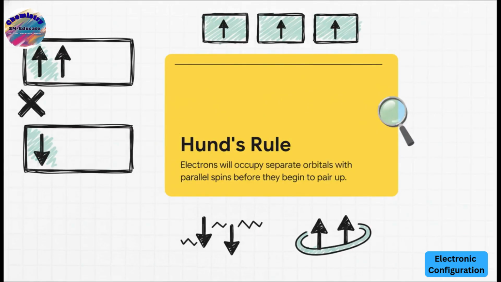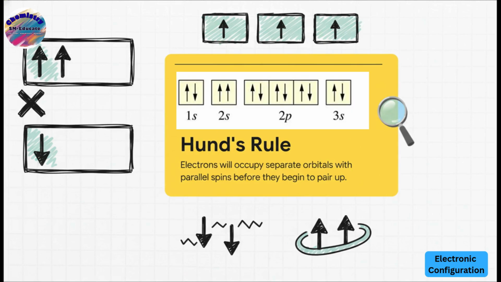And our final house rule is Hund's rule. I like to call this the get your own room first rule. So if you've got a bunch of rooms that are all at the same energy level, like the 3 different p orbitals, the electrons will spread out. Each one will take its own empty room before they ever decide to pair up. It's brilliant, really, because it minimizes the natural repulsion they have for each other and keeps the whole atom nice and stable.